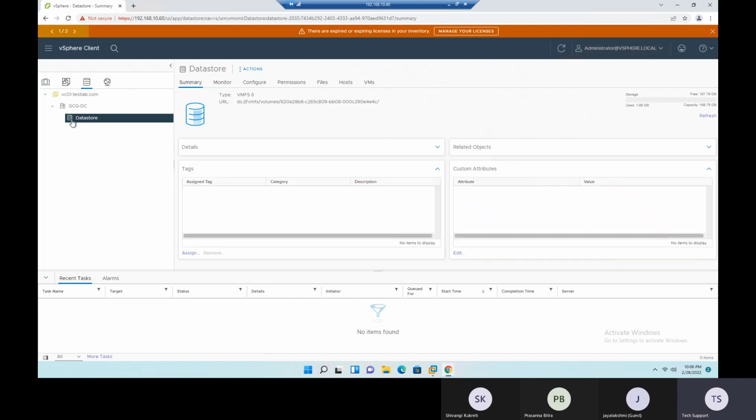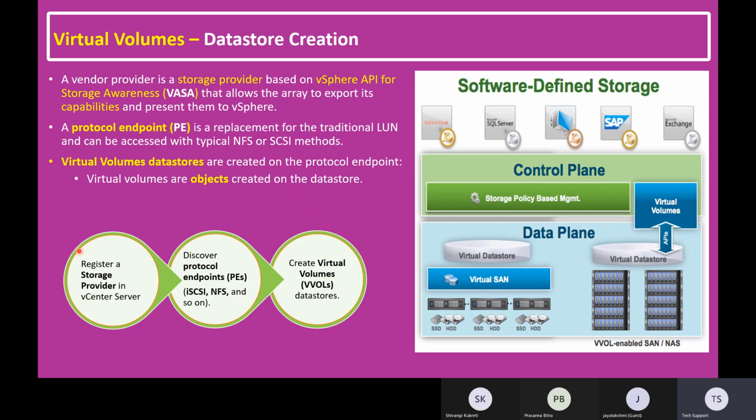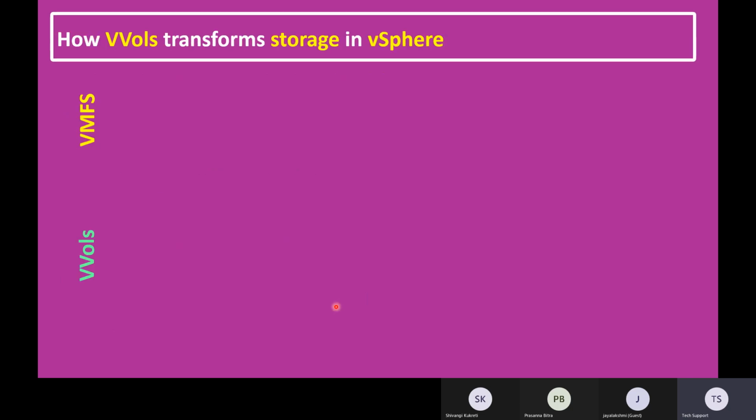In our next lab, I will show you how we can add the VASA IP. Normally, the first option is using the plugins only. We can register a storage provider in vCenter Server. That is the first step. The second step is to discover the protocol endpoint. Any protocol you can use, either iSCSI, NFS, FC, and so on. And finally, we can create a virtual volume data store. Now, we'll also observe the major changes from traditional storage to vVol from a protocol perspective.